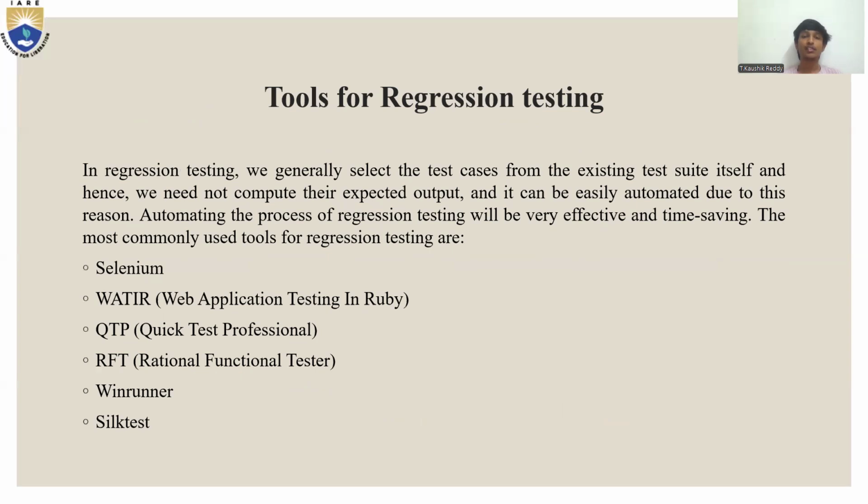Tools for regression testing. In regression testing, we generally select the test cases from the existing test suite itself, and hence we need not compute the expected output, and it can be easily automated for this reason. Automating the process of regression testing will be very effective and time saving. The most commonly used tools for regression testing are Selenium, WATIR, that is Web Application Testing in Ruby, then QTP, Quick Test Professional, RFT, Rational Functional Tester, WinRunner and SilkTest.